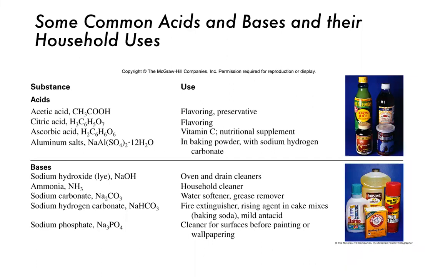Sodium hydrogen carbonate is used as a fire extinguisher, and a rising agent in cake mixes, such as baking soda. And it can be used as a mild antacid. So if you've got an acidic stomach or you have some reflux or whatever, you can potentially chew on some sodium hydrogen carbonate tablets and you will feel a little bit better. Then sodium phosphate is used as a cleaner before painting or wallpapering. So you spread this solution on a wall before you paint or wallpaper it to just remove any of the grease that may stop the paint adhering as you wish.